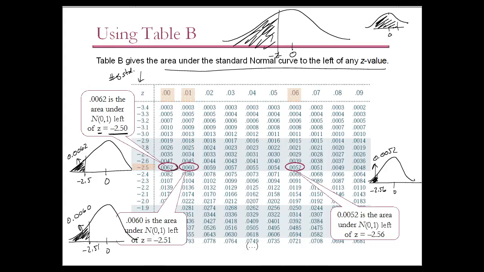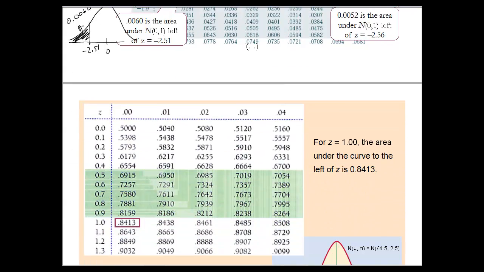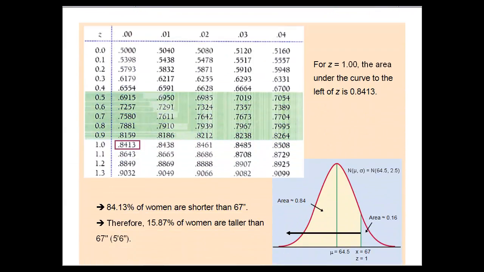So let's go ahead and look at an example where we're using our normal tables again. So keep your normal tables out. For this particular example, I'm looking at a z-score of 1. Well, what does a z-score of 1 mean? Well, that means I'm 1 standard deviation above the mean. And because it's the letter z, that means I'm at my standard normal random variable with a mean of 0 and a standard deviation of 1.